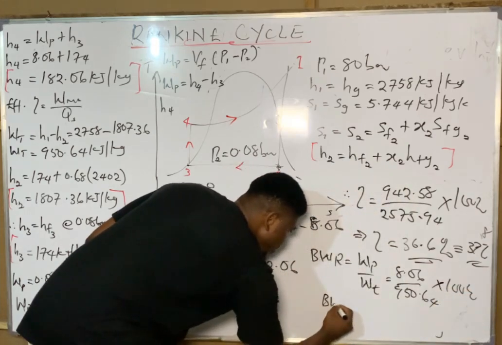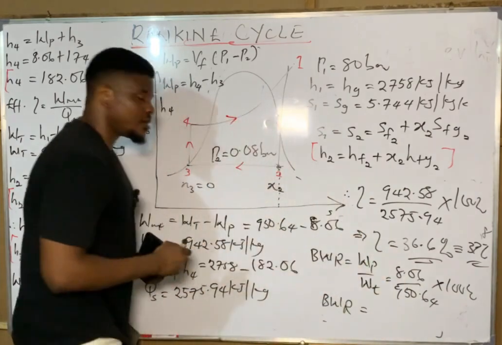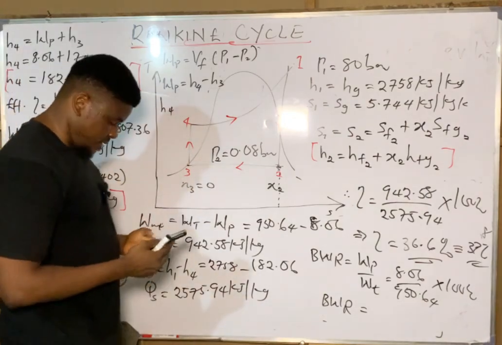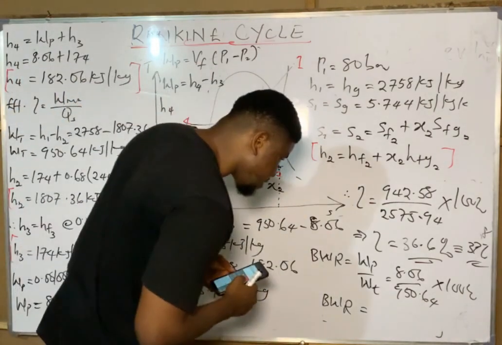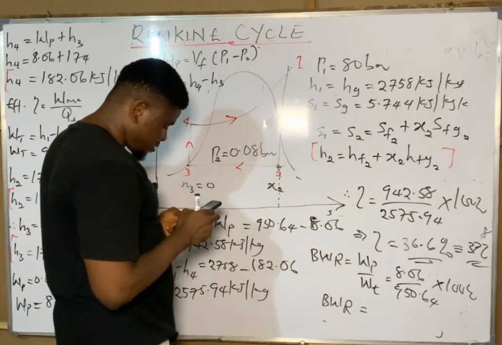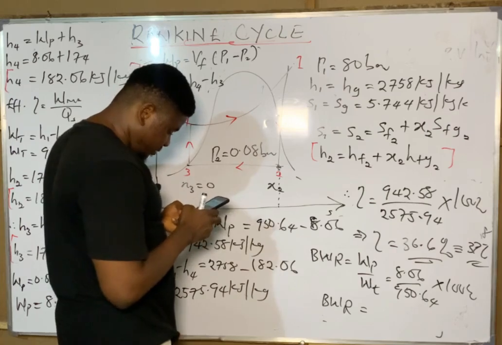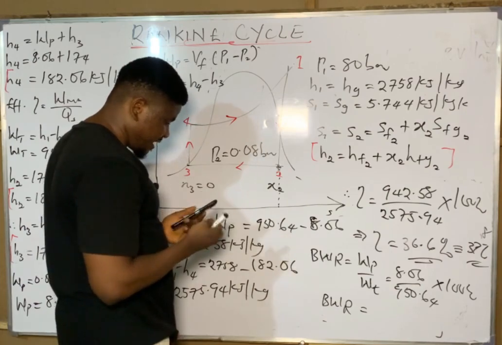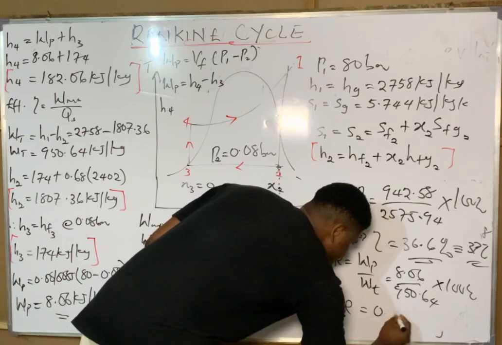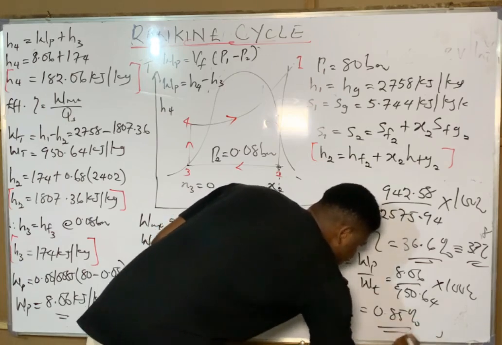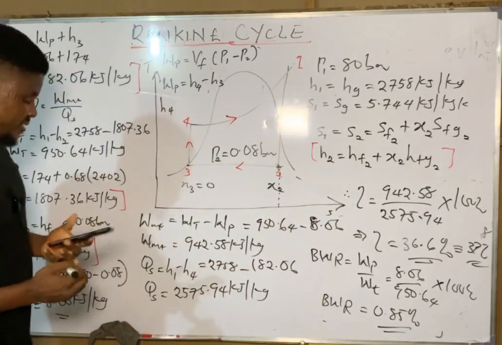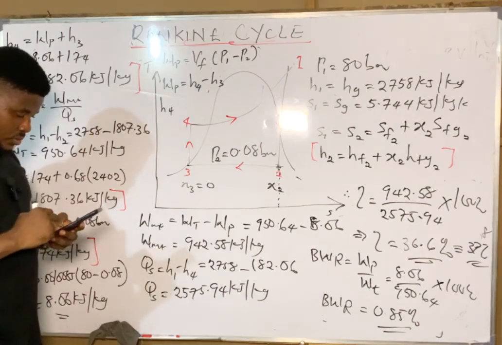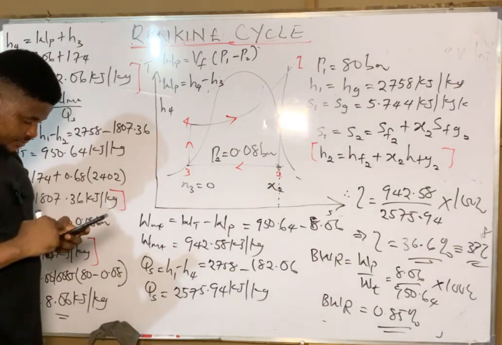So the back work ratio is the pump work divided by the turbine work. The value is 0.0084. You can multiply by 100%, and if you do that, it is approximately 0.85%. So that's our back work ratio, 0.85%.